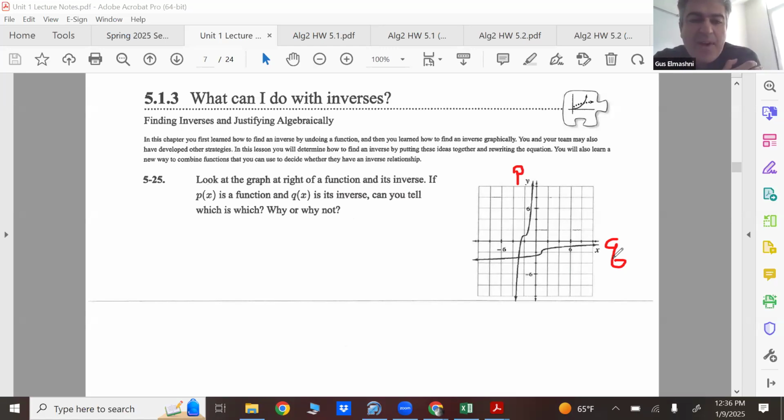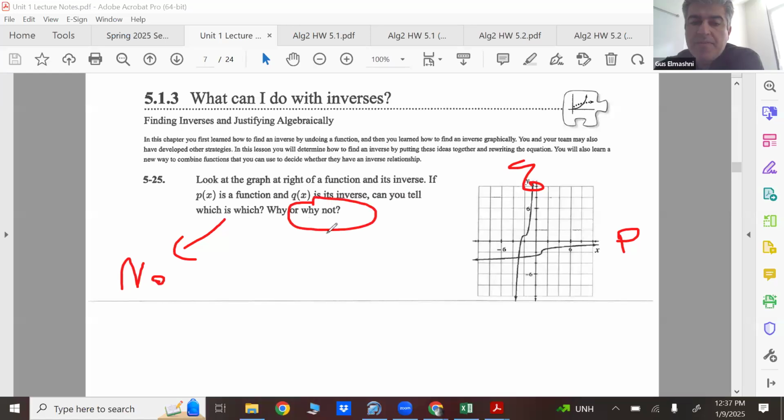So let's look at 525. This is page 7, by the way, of the notes. Look at the graph at the right of the function and its inverse. If P is the function, Q is the inverse, can you tell which is which, why or why not? Notice I put P next to the one that's pointing up and Q next to the one that's pointing to the right. But I just kind of randomly did that. I can make that Q and that P. So here's the thing. Can you tell? The answer is no.